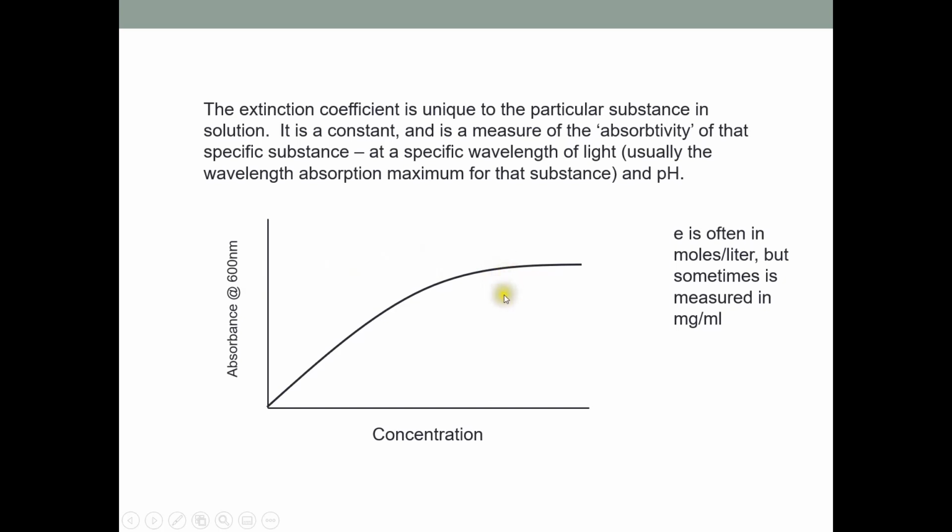You can see that this concentration is absorbing about as much light as this concentration. The absorbance is no longer indicative of that change in concentration from here to here. So you have to use the linear portion of this curve.